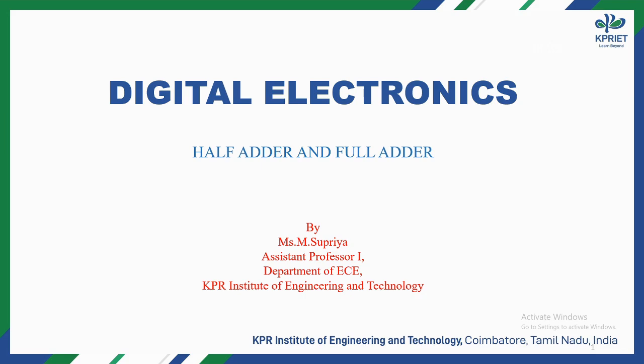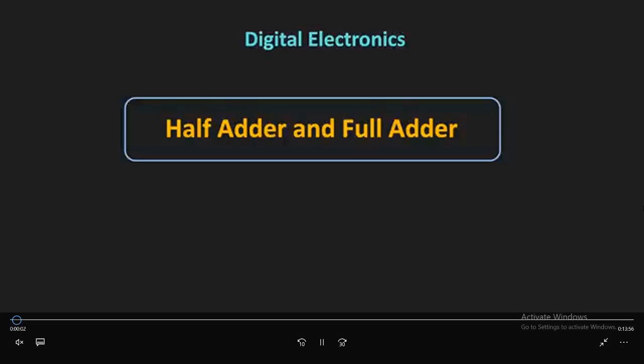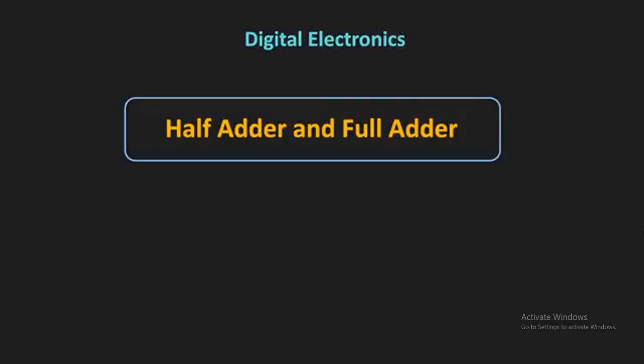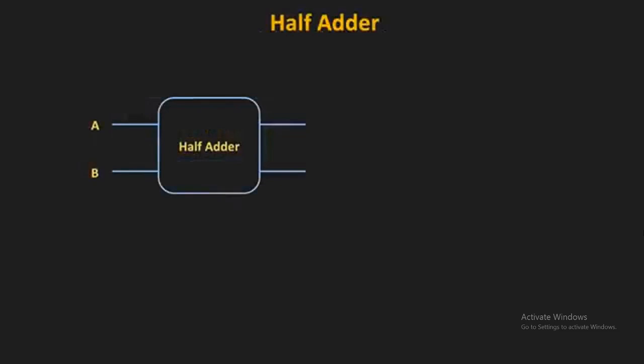So in this video we are going to see half adder and full adder. In this video we learn about the half adder and full adder circuits. First let's start with half adder. So this half adder is the combinational circuit which adds the 2-bit and gives its sum and the carry bit as the output. Let's see what is the logic circuit of this half adder.